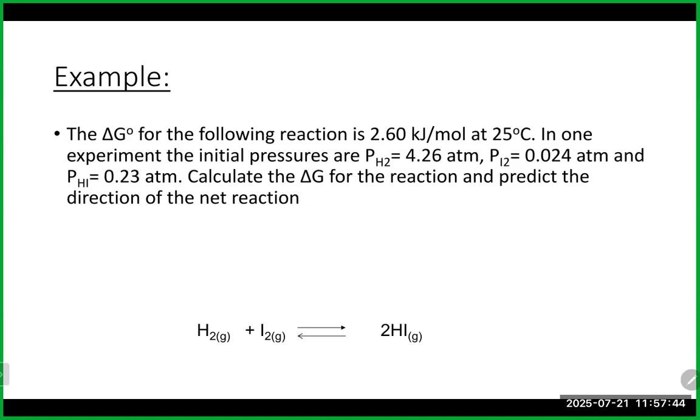The delta G naught for this reaction is 2.6 kilojoules per mole at 25 degrees. In one experiment, the initial pressures are H2 4.26, I2 0.024, and HI 0.23. What is the delta G for this reaction, and predict which way it will go?